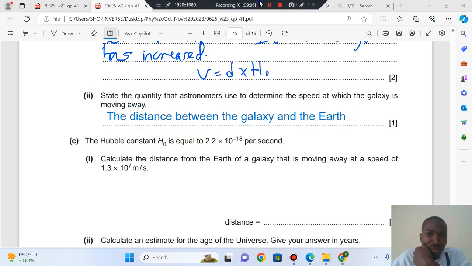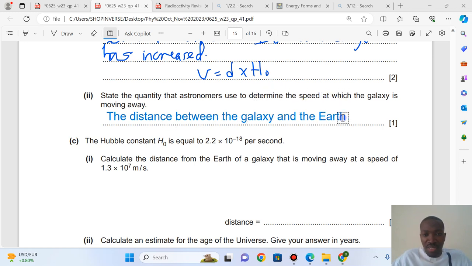Before moving to the next question, I just confirmed something. State the quantity that astronomers use to determine the speed. They use the distance between the galaxy and the Earth. But how did they get the distance? Do astronomers measure the distance between a galaxy and the Earth? Do they have a very long meter rule? No, they use the concept of physics, that is the concept of redshifting.